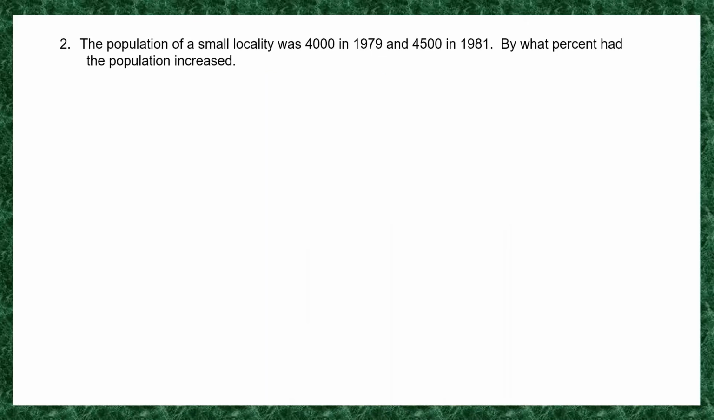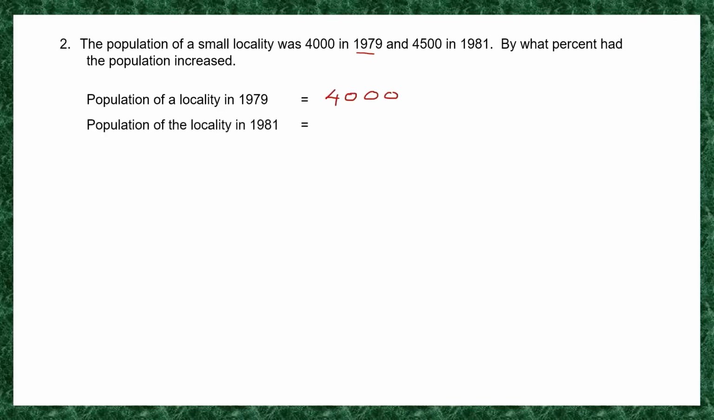Question 2. The population of a small locality was 4,000 in the year 1979 and then 4,500 in the year 1981. By what percent had the population increased? As you can see, population has increased, isn't it? Now the question is, by what percent did it increase? Okay, population of a locality in the year 1979 was 4,000. Then the population in the year 1981 became 4,500. Now, what was the increase in population?